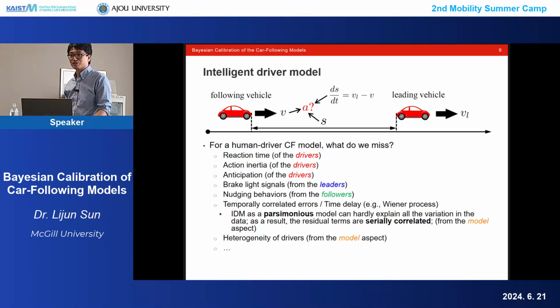And sometimes the driver drives in a more cautious way, and they even try to anticipate or predict what will happen to the vehicle in front of the leading vehicle, or several vehicles in front of you. And also there are some nudging behaviors from the follower, and so on and so forth. There are so many factors that cause the IDM model to be incorrect or inaccurate in modeling driving behavior.